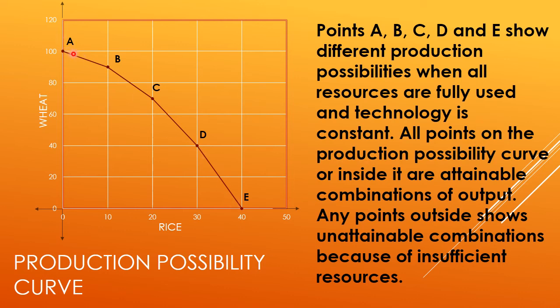When we join all such points, which represent those combinations which are possible, what we derive is the production possibility curve. Therefore, this curve A, B, C, D, E is the production possibility curve.